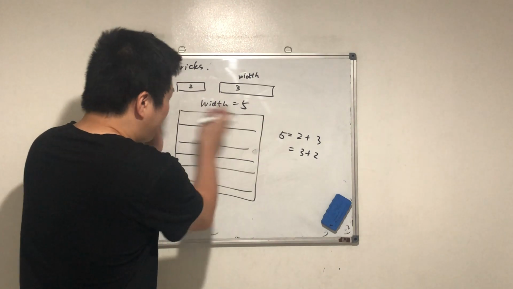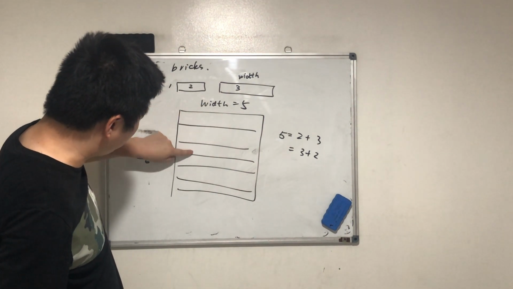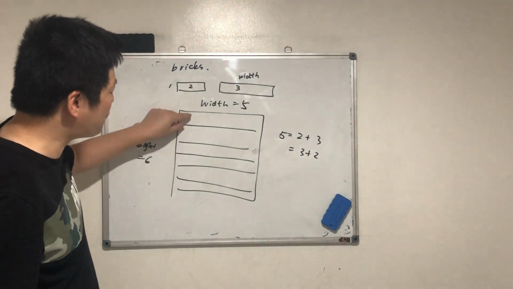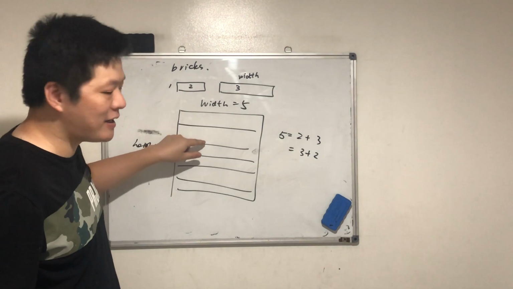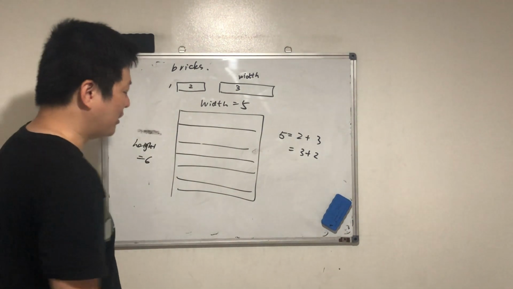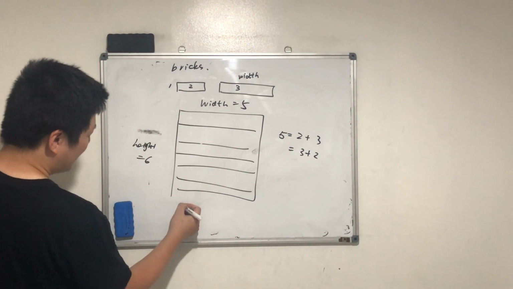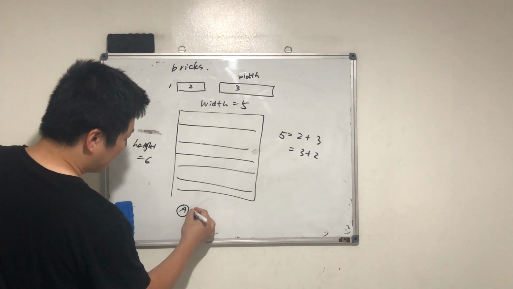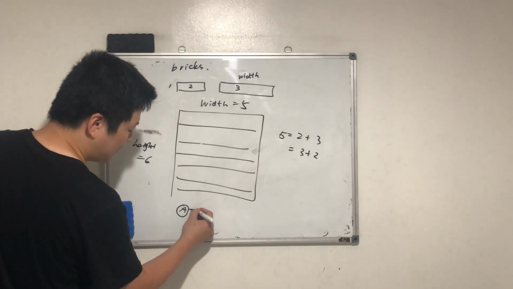If the width is 5, and there are 6 rows, each row has 2 possibilities. And how many ways of placing all of it? To solve this problem, I'll give you an example. Why is it 12? Come on, why is it 12?